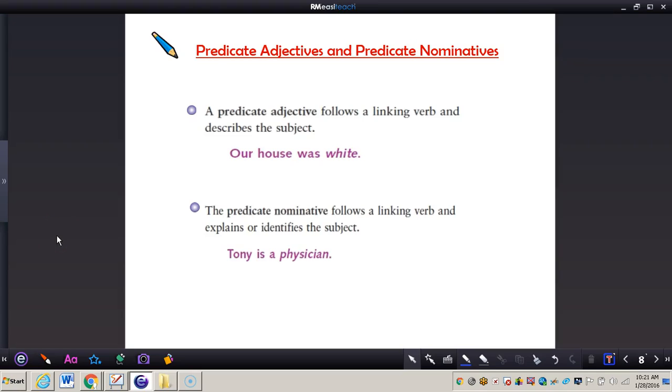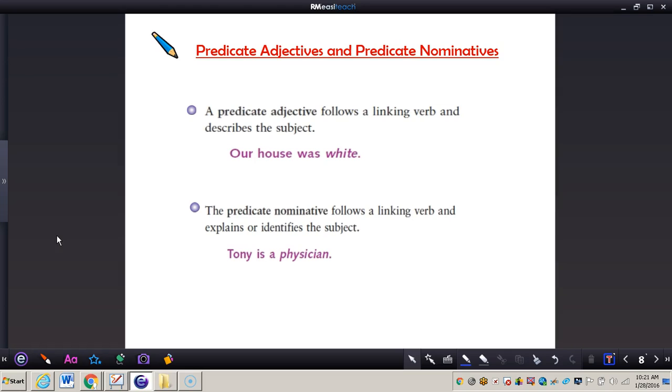In this video, we're going to be taking a look at predicate adjectives and predicate nominatives. And what I want you to do is get out your practice companion book and also your writing journal. And I do want you to write these definitions down that I have on the screen in your writing journal.